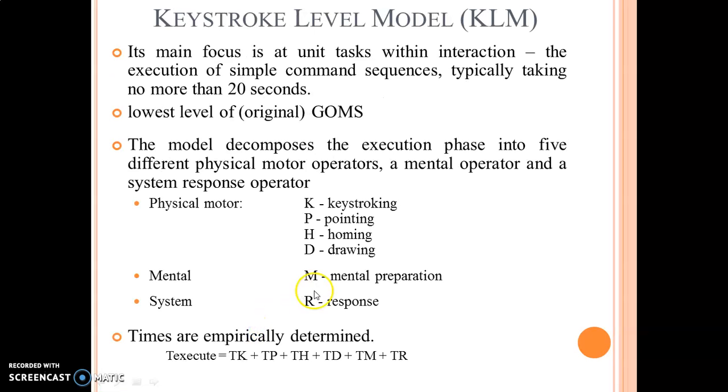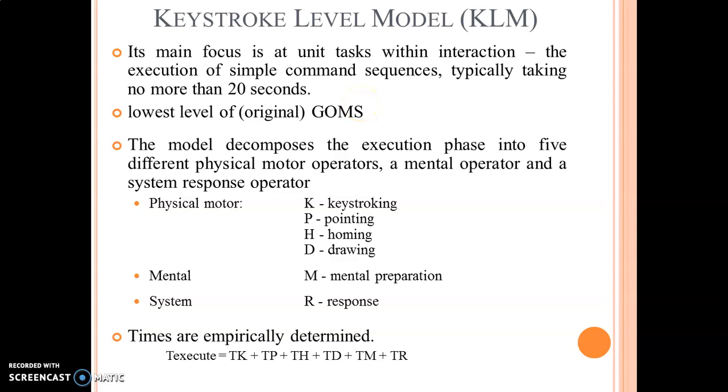So let's start with the first model of this type, which is the keystroke level model. Compared with the deep cognitive understanding required to describe problem solving activities, the human motor system is well understood. The keystroke level model uses this understanding as a basis for detailed predictions about users' performance. Its main focus is the unit task within interaction: the execution of simple command sequences. Those will typically take not more than 20 seconds.